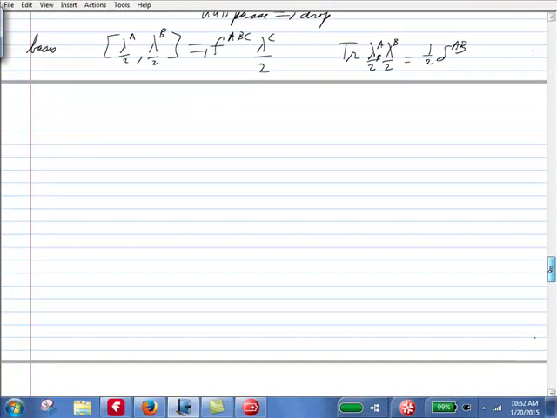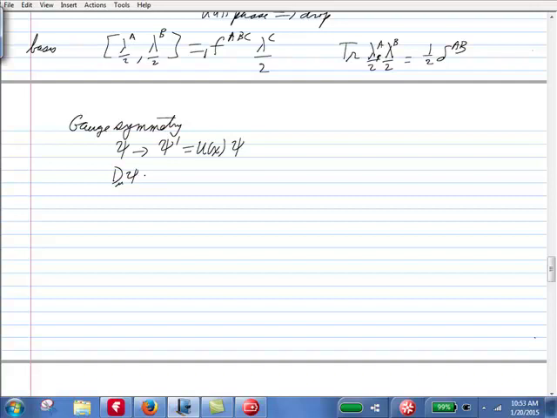So if we want to make this into a local gauge symmetry, we take psi goes to psi prime is U of x psi, so some spatially varying U. And we're going to look for a covariant derivative that goes to D prime psi prime, which is also U of x D mu psi. Okay, if I do that, then I can make things like psi bar i d slash minus m psi prime. Psi prime, thank you.